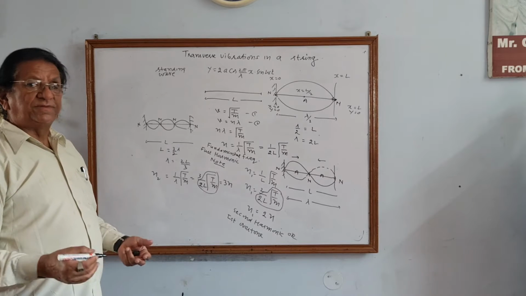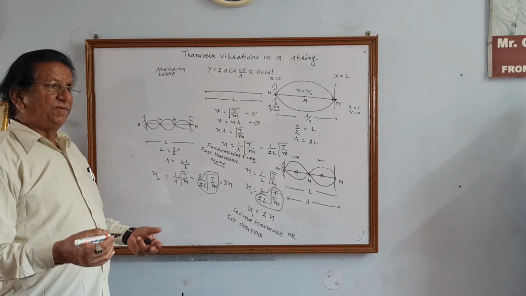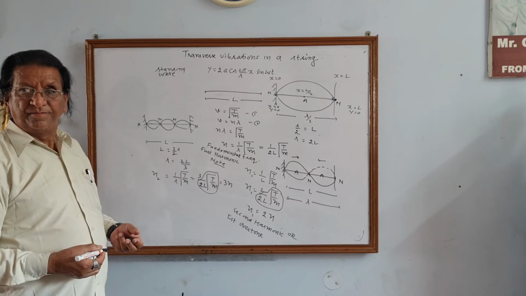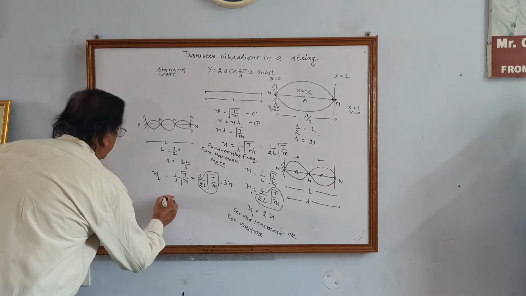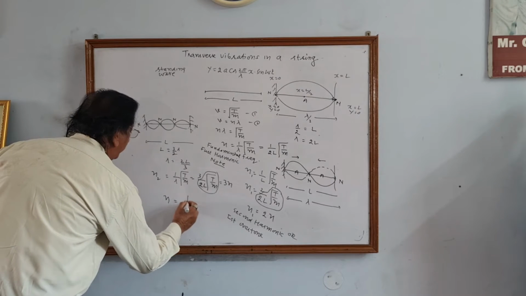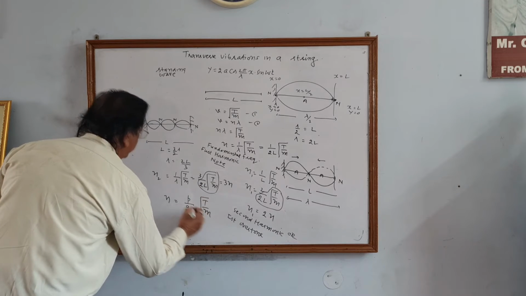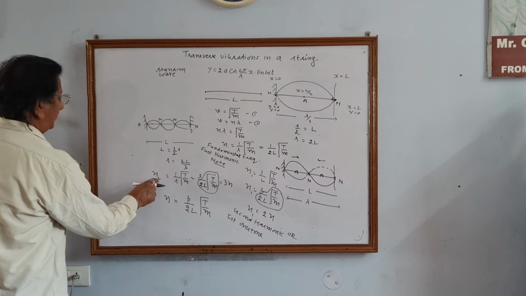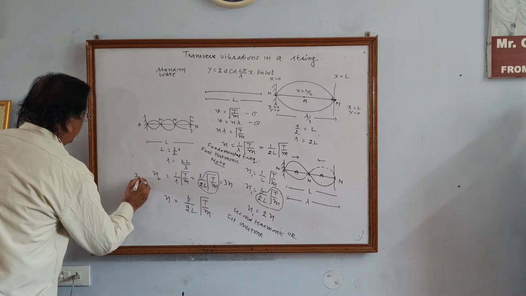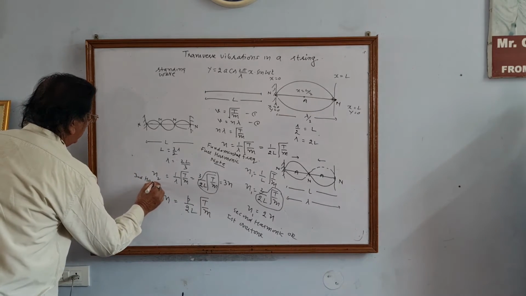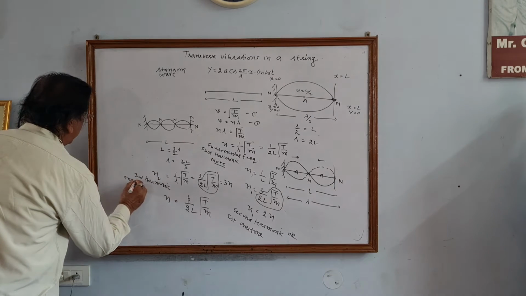And if you make the same string vibrate in 4 segments, you can generalize. The frequency will be 4 times the fundamental. Got my point? So if you generalize, you get the frequency P over 2L times square root of T by m. This frequency, which is 3 times the fundamental, is the third harmonic and second overtone.